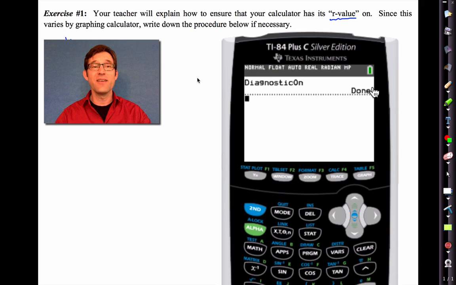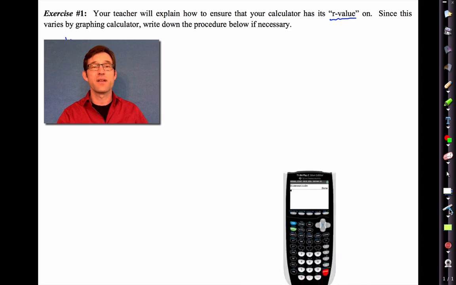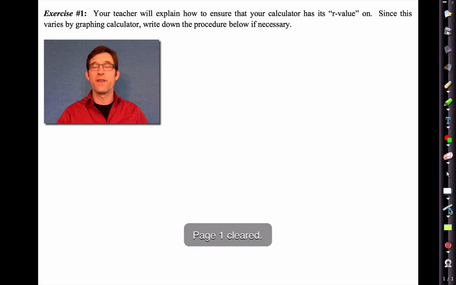I know that's silly. It's an irritating procedure, especially when you get your graphing calculator cleared right before a test and you need to have it on. But remember, diagnostics on, turn that R value on, and we are ready to go. I'm going to clear that text out, and we're going to figure out what that R value tells us.